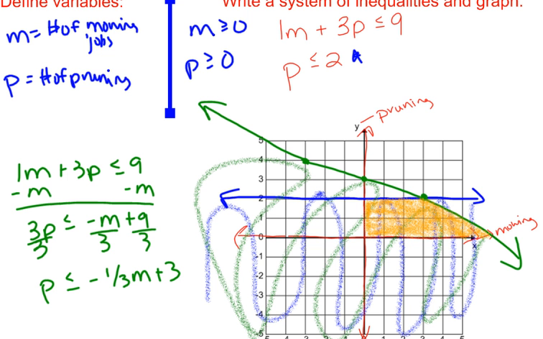I can name this one for sure. That's 0, 2, right? And right here, that's 0, 0. This one I think I can name. That's 3, 2.